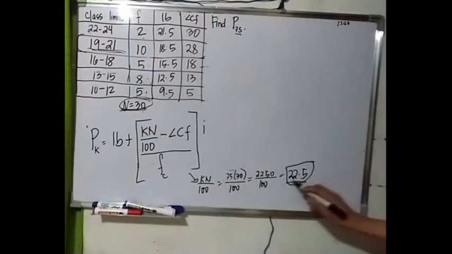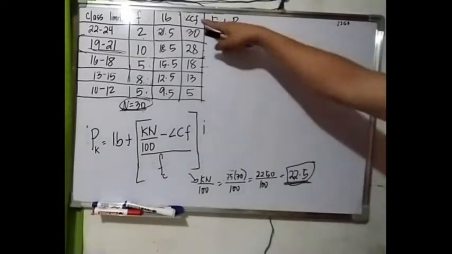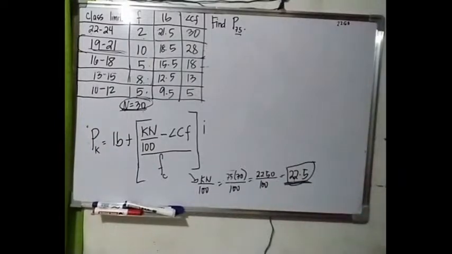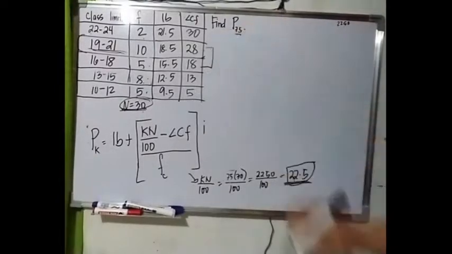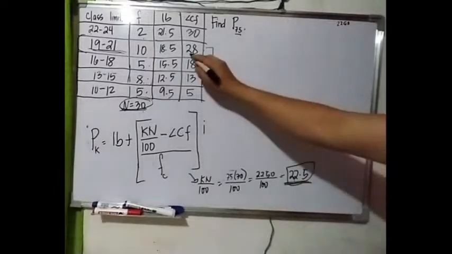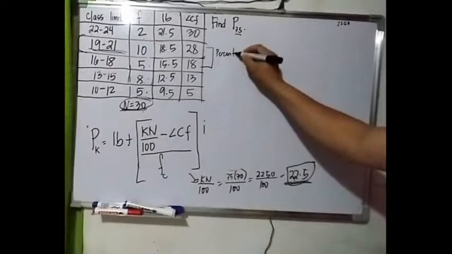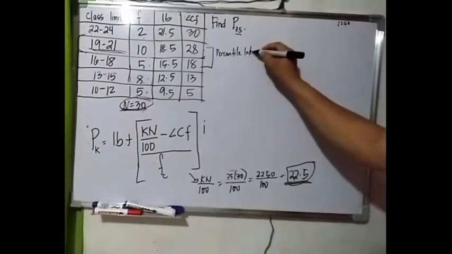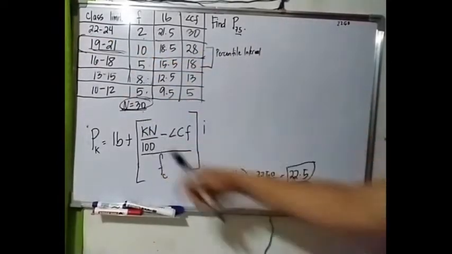Ito yung pinaka-importante naman. Ito yung i-base natin sa cumulative frequency. So 22.5 lies between 18 and 28. So greater than 22.5 is 28. So dito na yung percentile interval. So dito na tayo naka-focus sa formula.